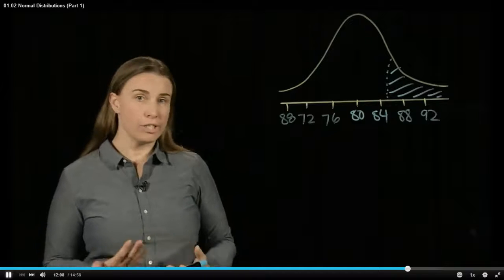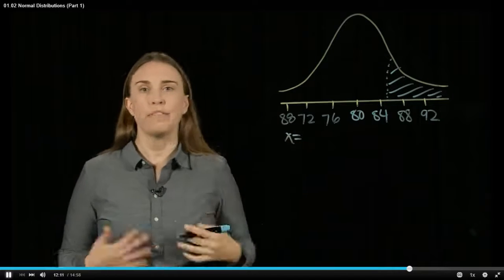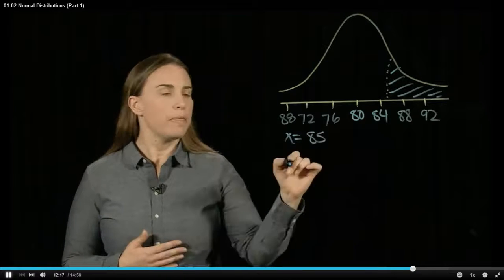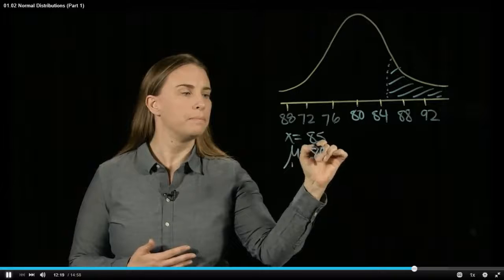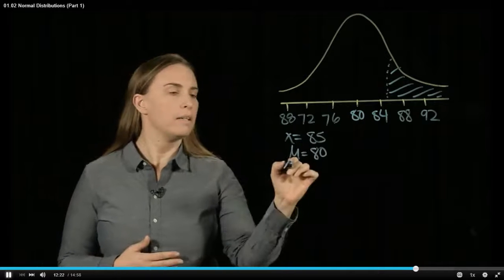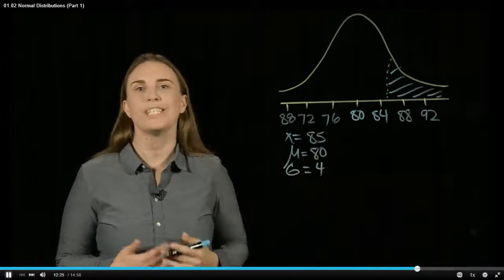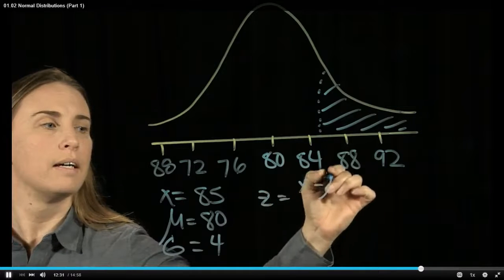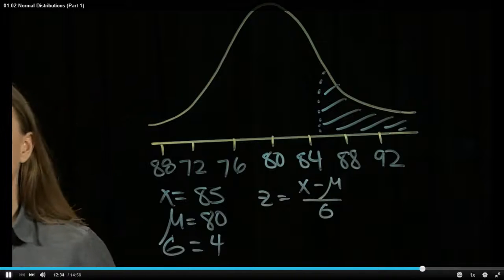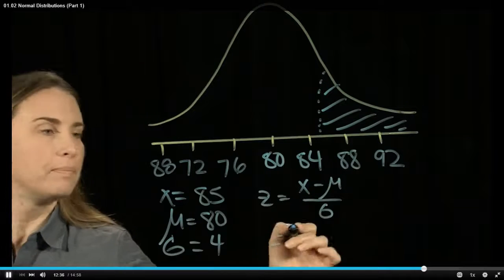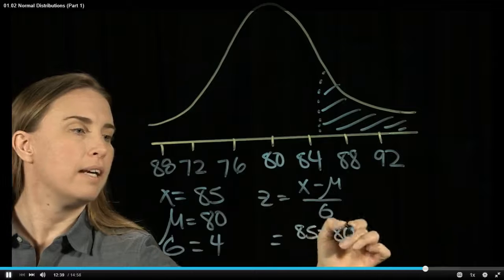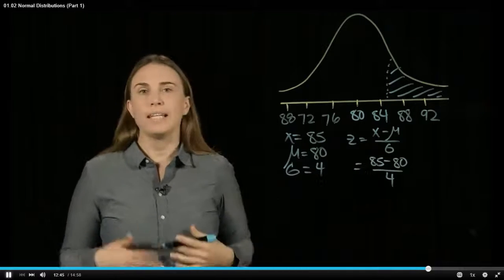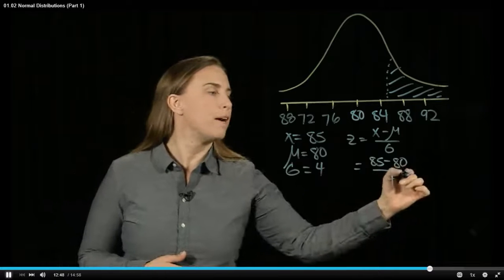To do this, we need to find the z-score. So we let x equal the amount that we want to find the probability of, which is 85, and the Greek letter mu, the mean, which is 80. And then the Greek letter sigma is the standard deviation, which is 4. So the z-score is found using the equation z is equal to x minus mu divided by sigma. So we have 85 minus 80 divided by the standard deviation of 4. So 85 minus 80 divided by 4, that's going to be equal to 1.25.